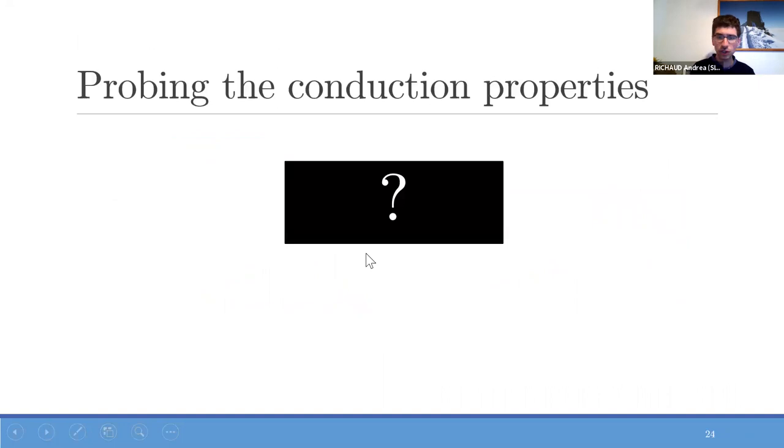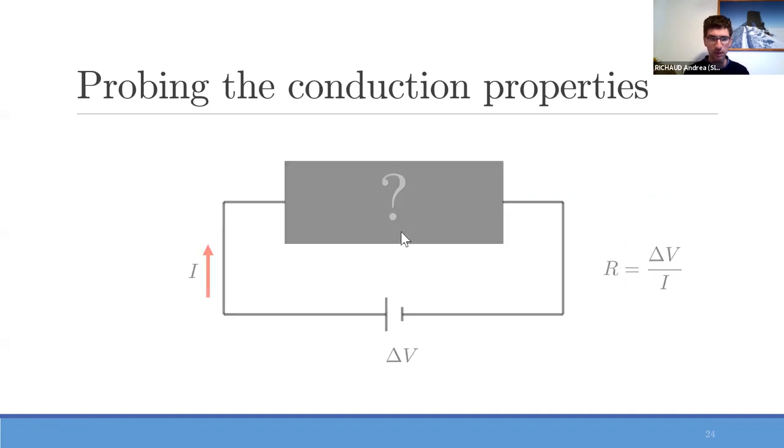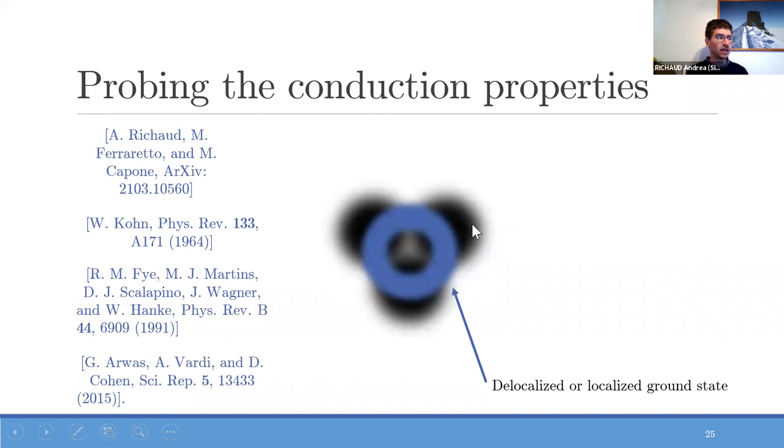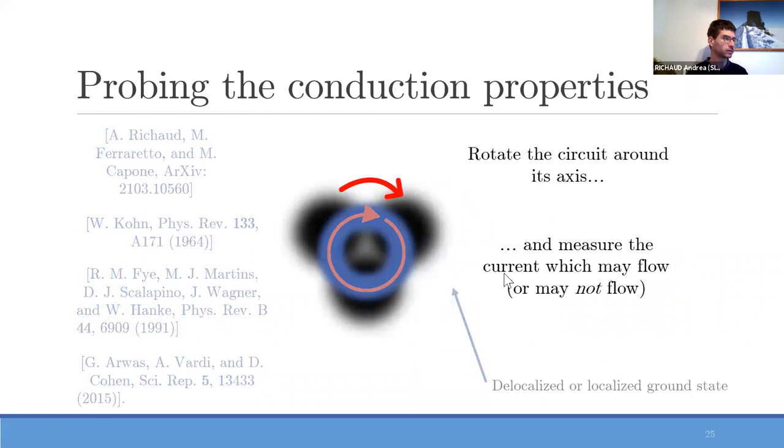So now I show you how to probe the conduction properties of our unknown system. Classically, if you want to measure the resistance of something, you apply a voltage and you measure the current. In my case, I'm doing something very similar conceptually. I have my small circuit, the trimer, with periodic boundary condition, and I have a wave function, the blue donut, and I want to know if it is conductive or insulating. So what I do is simply rotate the circuit around its axis and measure the current, which may flow or may not flow, depending on whether it is metallic or insulating.